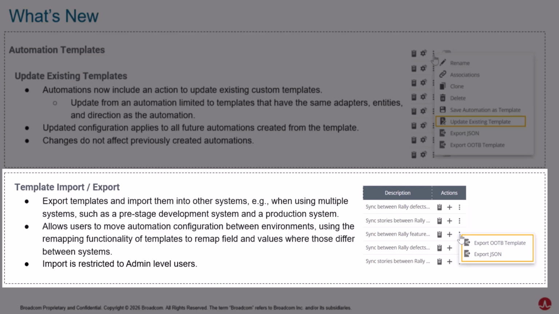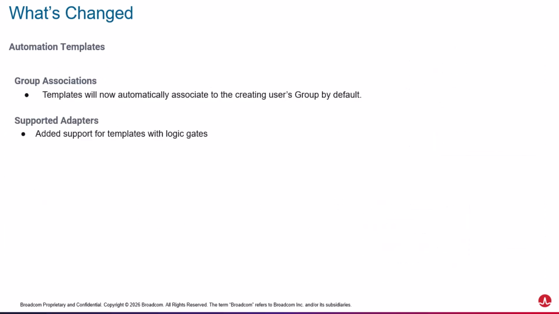And then because it's a template, when you create an automation from it, it handles the field remapping. It handles the value remapping for that. And that is restricted to the same admin users who can create automations. So all of those restrictions are in place. In terms of changes, templates are now automatically associated to the creating user's group, so that instead of just disappearing, which they did sometimes, they'll be in that user's group. And we added support for templates with logic gates. So I can show you some of those quickly in here.